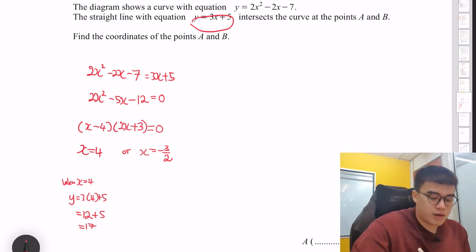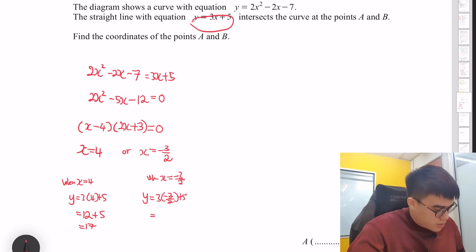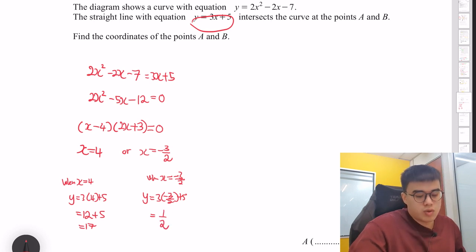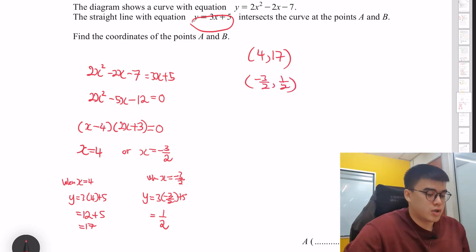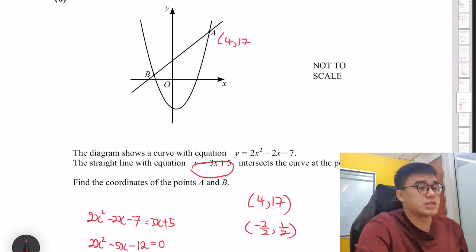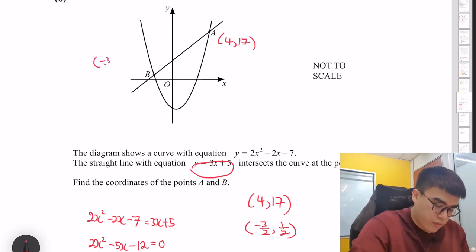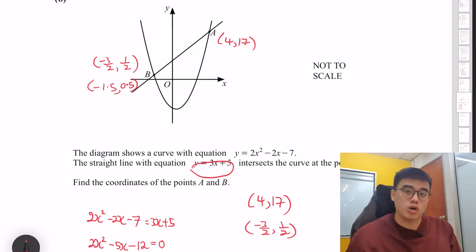So this will be 17, while on the other hand, this will get me 1 over 2. So the coordinates that we got were 4, 17 followed by -3/2, 1/2. Let's look at the curve to identify who's your A and who's your B. In our case, A will obviously be 4, 17, while B here will be -3/2, 1/2, or you can write it as -1.5 followed by 0.5. So these two will be your final A and B coordinates.